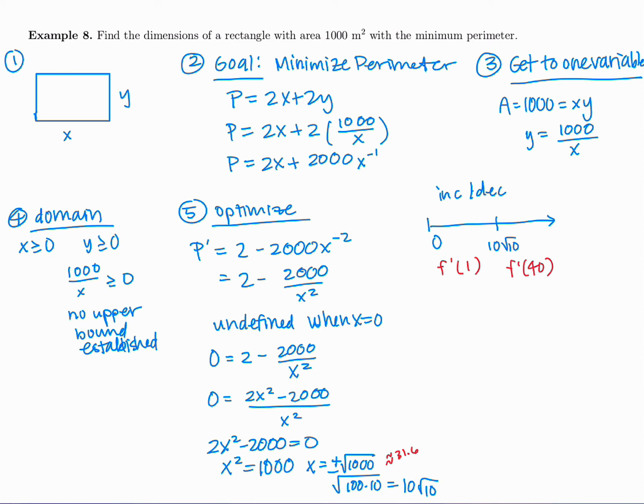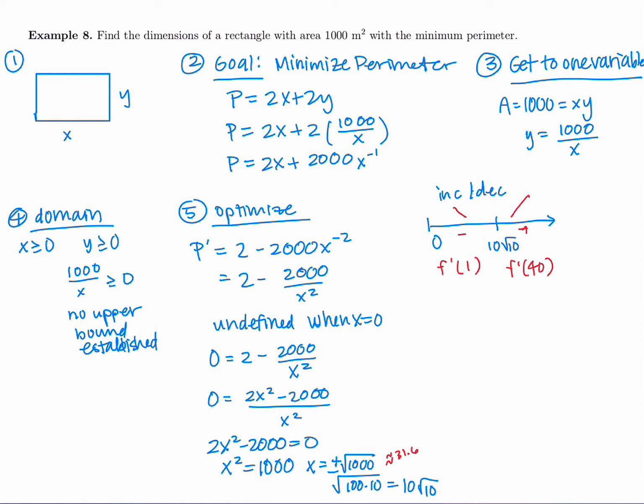All right, so I'm plugging into my first derivative. I'm actually going to look at this factored version down here. That's always positive on the bottom. And then I need to look at my numerator. So what is that going to be? 2 times 1 squared is 2 minus 2,000 is negative. So I am decreasing here. That's good. I wanted this to be a minimum. If I plug in a 40, 40 squared is 1,600 times 2 is 3,200. When I take away 2,000, that's definitely positive.